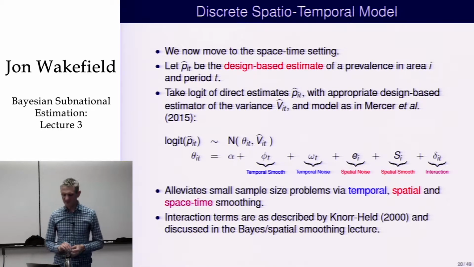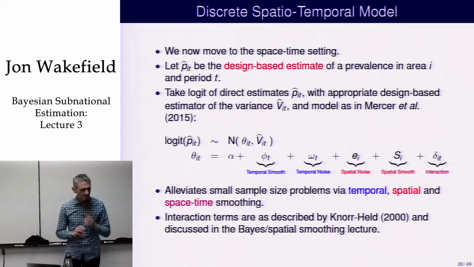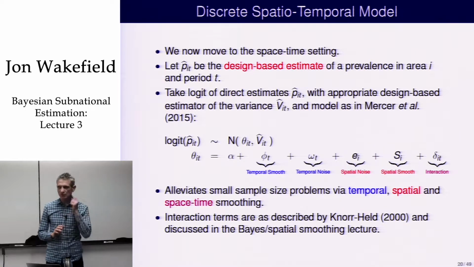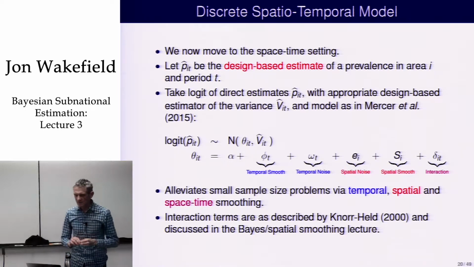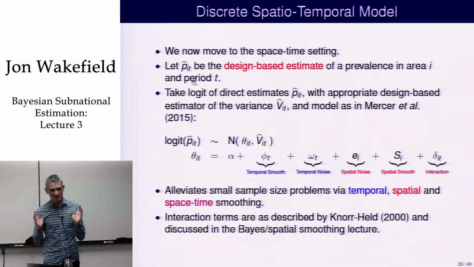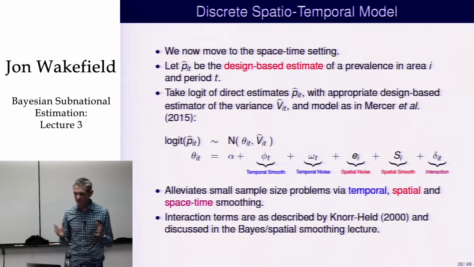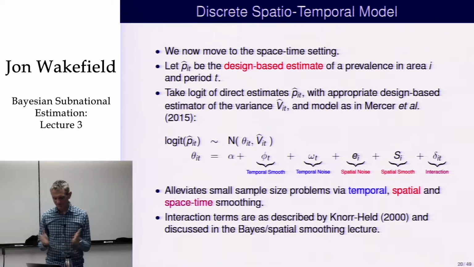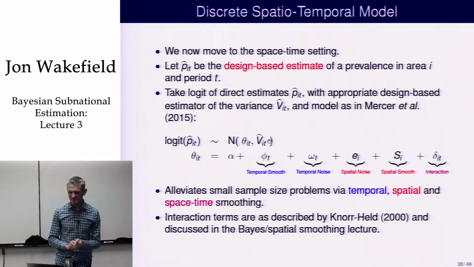Okay, so let's extend this model to a temporal space-time setting, and then we'll look at some more examples. So now we'll let p_it hat be the prevalence estimate, the design-based, so the weighted estimator, in area i and in period t, year t for example, or a 5-year period. And then again, we're going to take the logit and model the logit. So the logit has a known variance, which is from our design-based estimate.